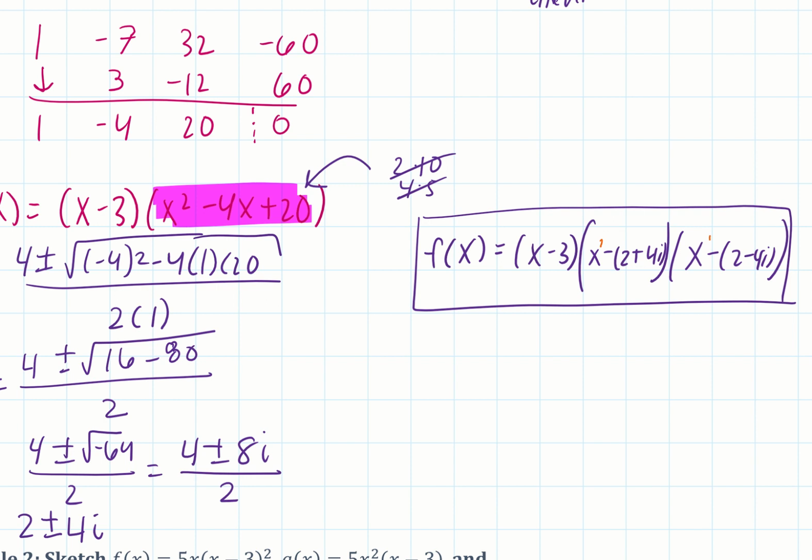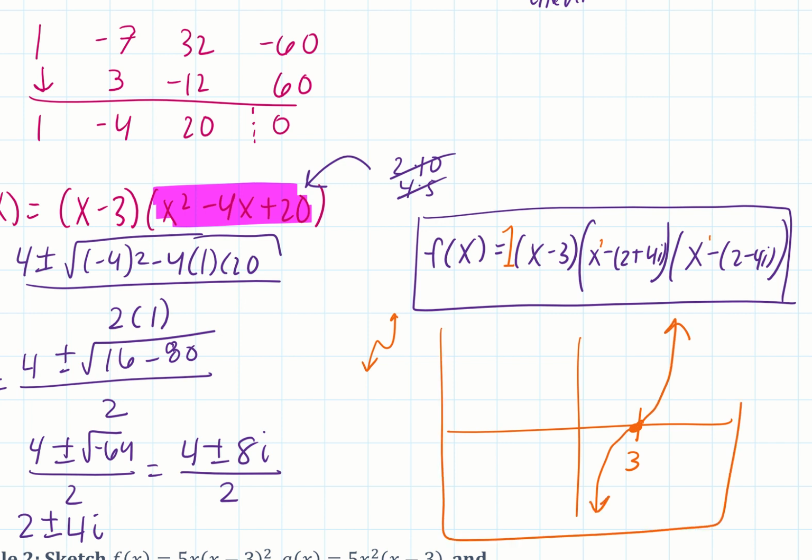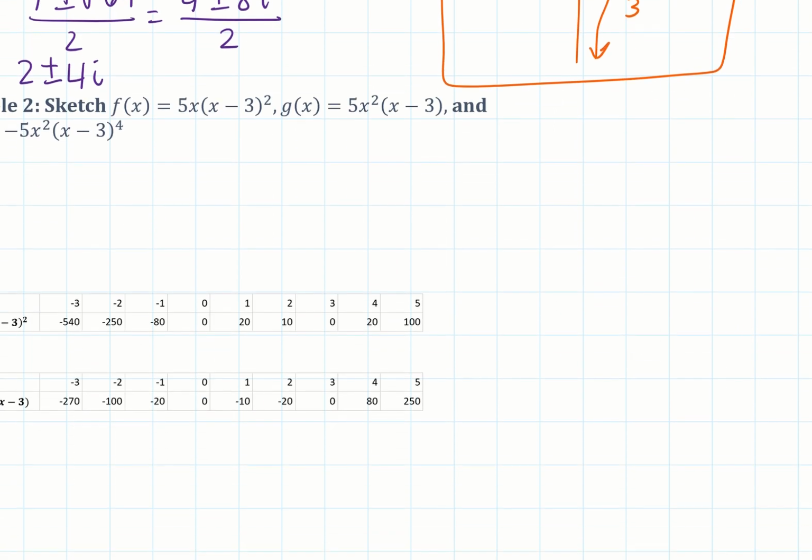And now we're ready to actually graph the function. We know it's a cubic function, so it'll have this shape, especially since that positive leading coefficient is 1. We know the function has a root at 3, and the only other roots are imaginary, so they won't actually touch the x-axis. So we can leave our function like this. Okay, let's take a look at the next question.